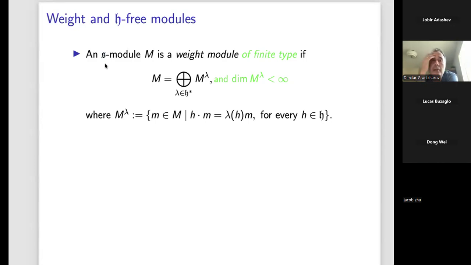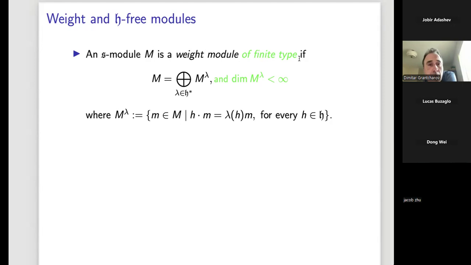And we consider modules that are a direct sum of their weight spaces. This M_lambda is a weight space. And if in addition we ask the weight spaces to be finite dimensional, then these weight modules of finite type are in a way understood on the level of simple objects. We do have a classification of simple weight modules of finite type over S.